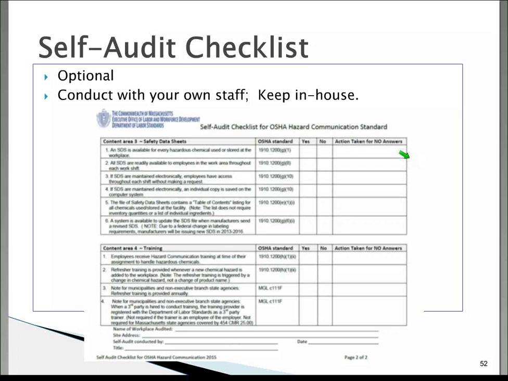In our download box down here, lower right, we do have a self-audit checklist that you can download. It walks you through the content areas that are in the regulation and the content areas that were in this webinar, and you can measure yourself. It's just an optional tool. It's not mandatory. Some agencies have asked us for a tool, so we drafted one up. Keep it in-house between you, your facility managers, and your safety committees. You do not have to give it to the Department of Labor Standards.